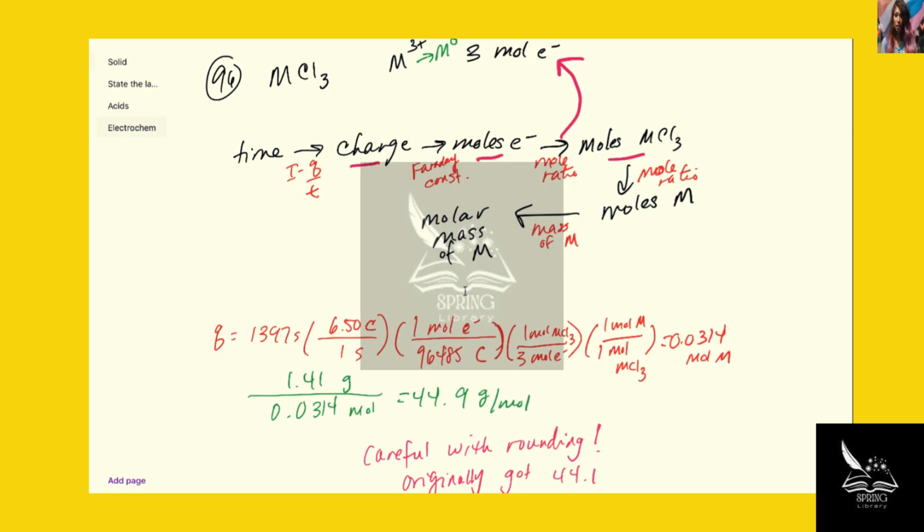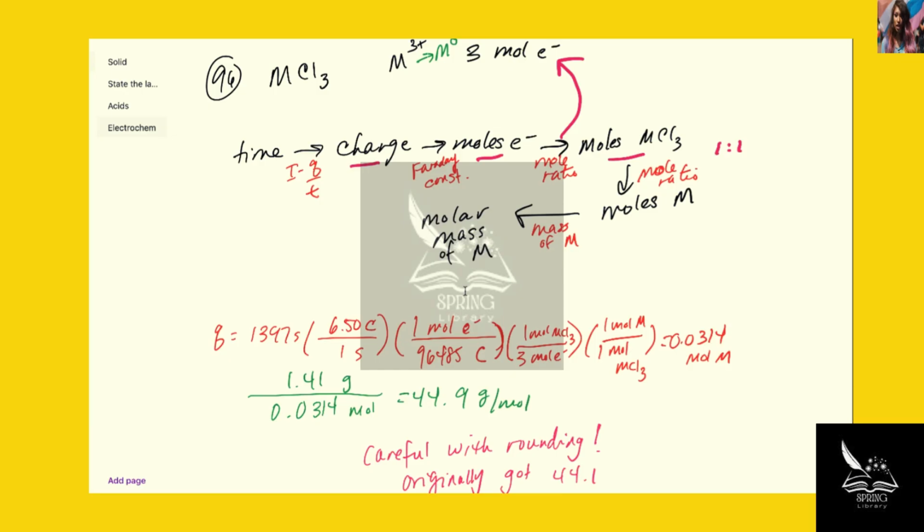From there, if we know the moles of MCl3, and we say there's a 1-to-1 ratio of M to MCl3, that means that the moles of MCl3 is going to equal the moles of M. And now we can use the mass of M that's given in the problem to calculate the molar mass. Having the molar mass, we now know the identity of the metal from the periodic table. So we get right into this.